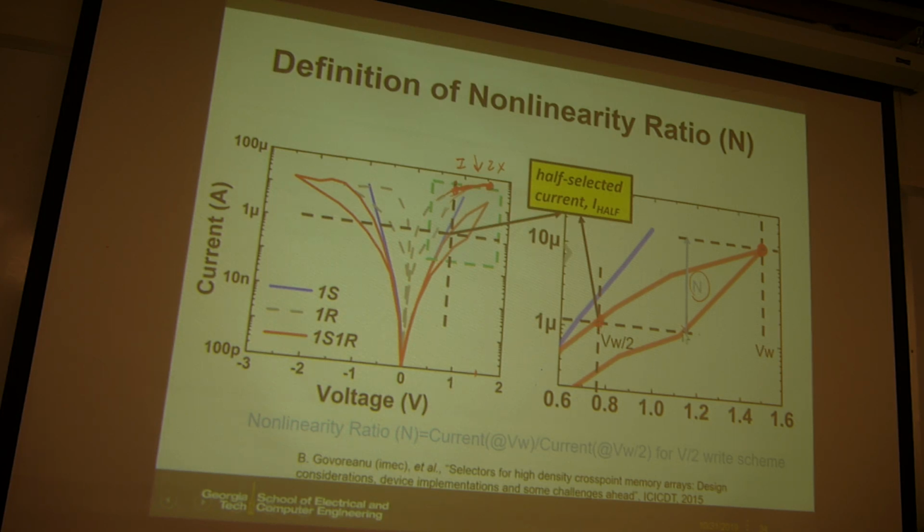If it's a linear resistor, you just reduce the current by 2 times by changing from V to half V, right? But with this selector, because of the nonlinearity, you reduce the current by more than 10 times, maybe 20 times in this case. So you can reduce that sneak path current. That's why you need this selector.